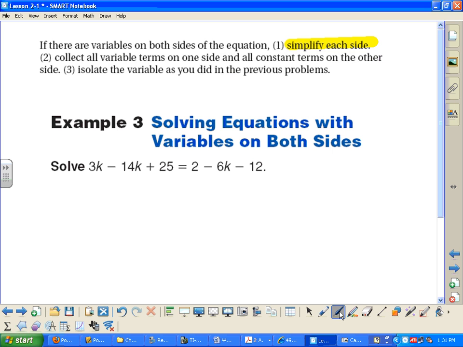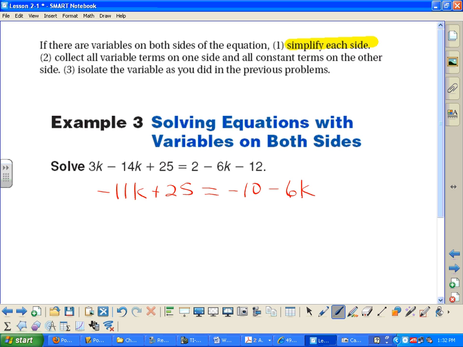So on the left side, we can combine the 3k and then minus 14k. So that gives us a negative 11k plus 25. And on the other side, we can combine the... okay, 2 minus 12 is negative 10, so negative 10 minus 6k. Now, once I've simplified each side, and we want to get the variable terms on the same side, which one do I move?